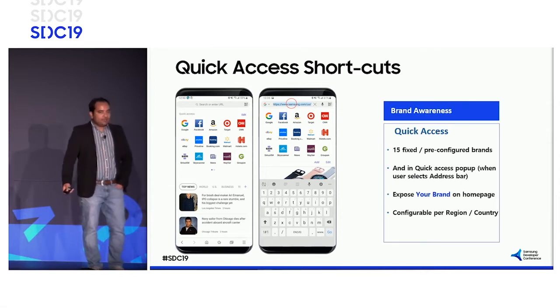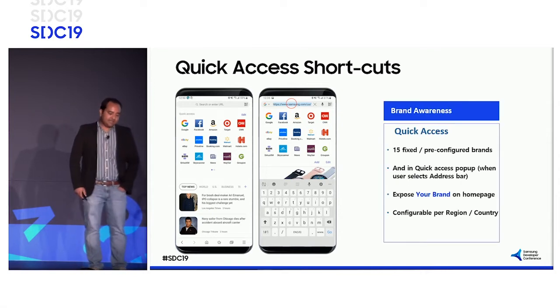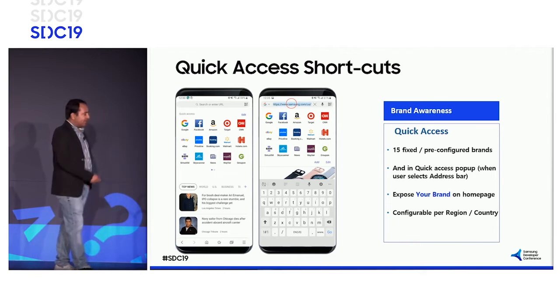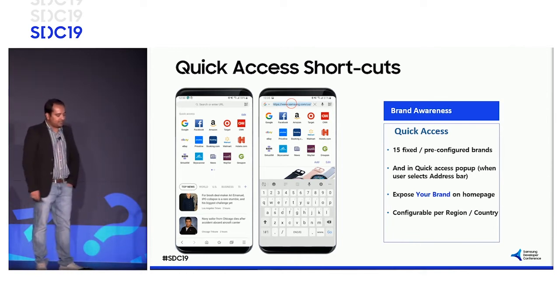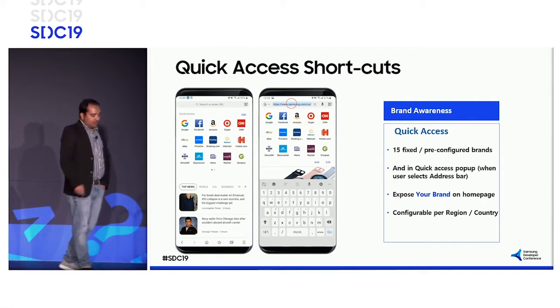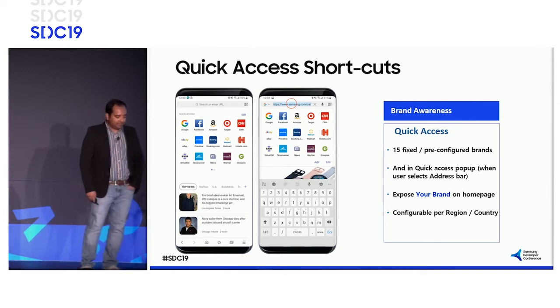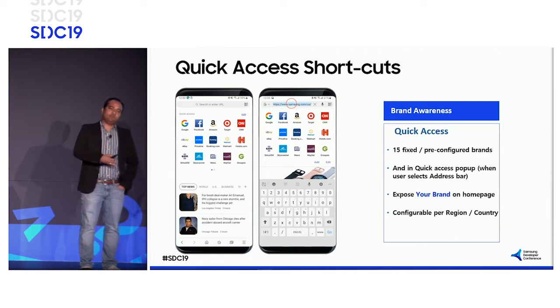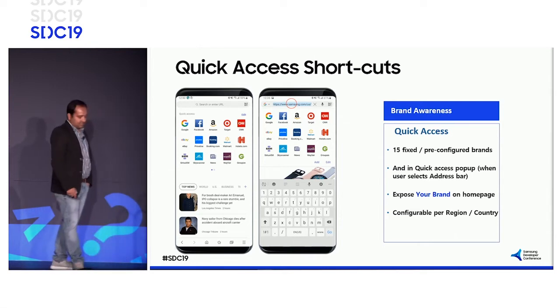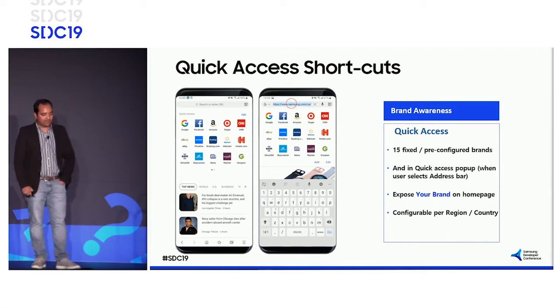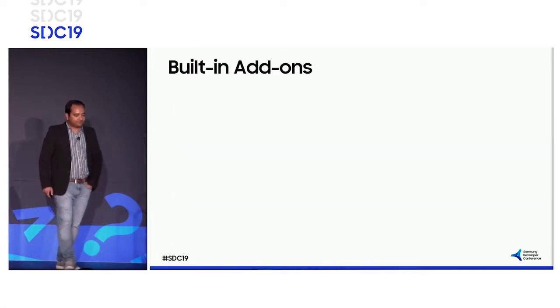These are 15 fixed pre-configured brands. And again, like I said, it shows up every time the user clicks on the address bar. So you can expose your brand on this homepage as well. And these are configurable per region, per country. And I think it's an easy, low-hanging, great opportunity for everybody out there.